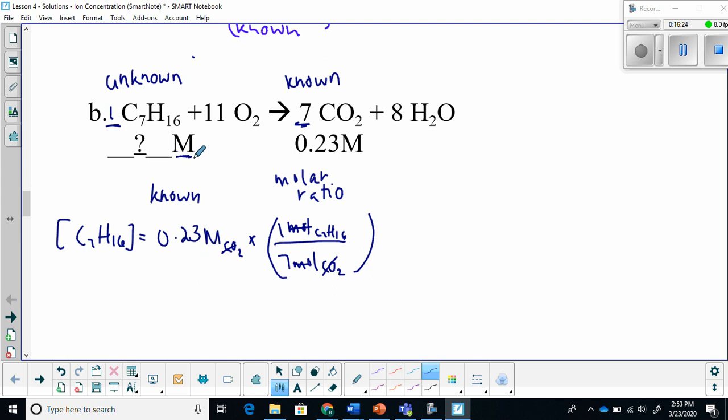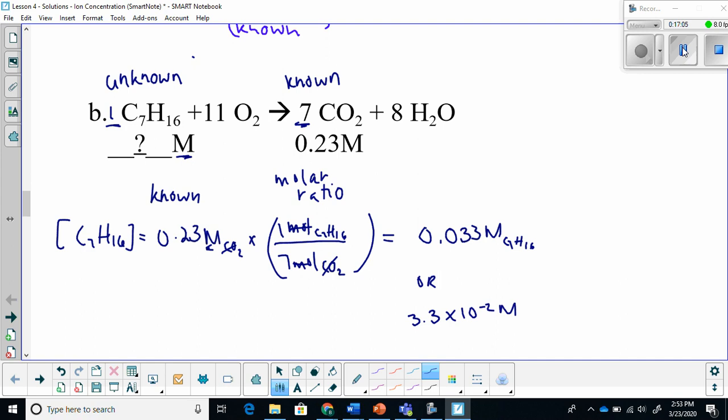And remember that end goal, we're looking for concentration of this guy here. So when I plug that into my calculator, I get a concentration of 0.037 moles per liter of heptane. That should be a 7. Perfect. So you can write it like this, or you can write it like 3.7 times 10 to the negative 2. Either one is acceptable, and you can use moles per liter as well.